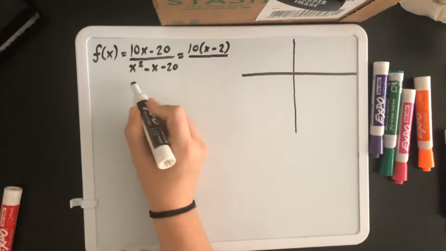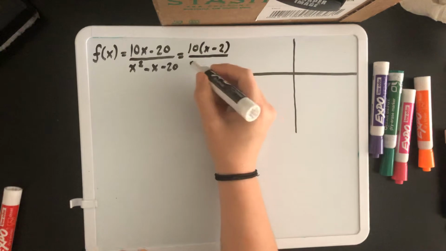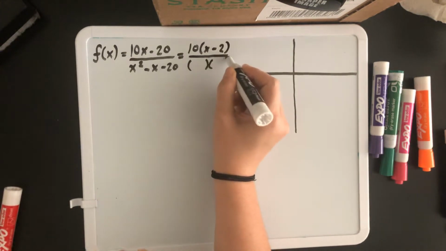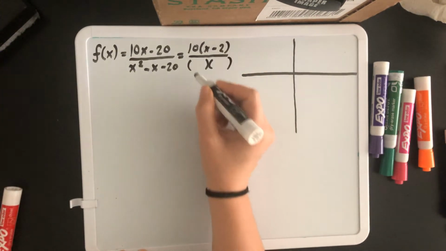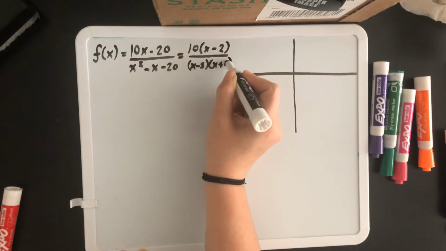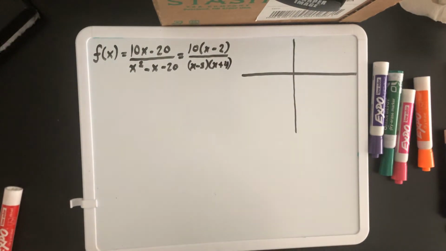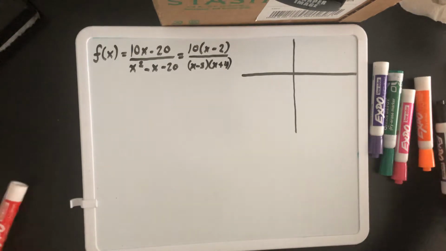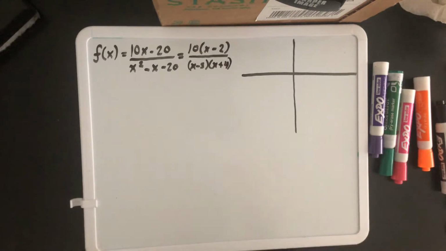For the denominator, we have a special trinomial here that does appear to factor. Can you pause and see if you factor it yourself correctly? Did you get x minus 5 and x plus 4? Good job if so. Now that you've factored it correctly, we should be able to notice that we do have vertical asymptotes in this case.